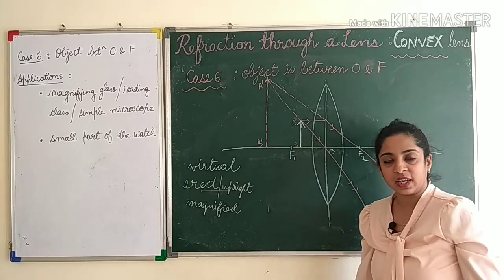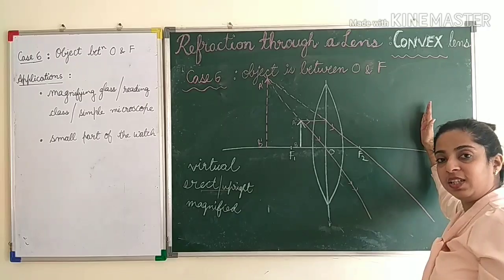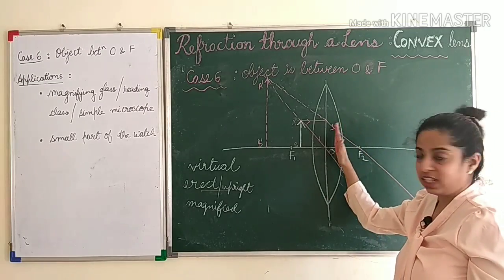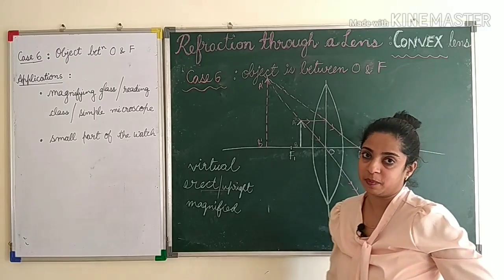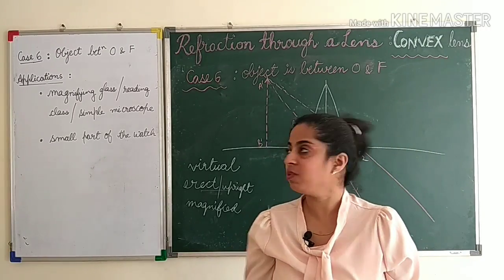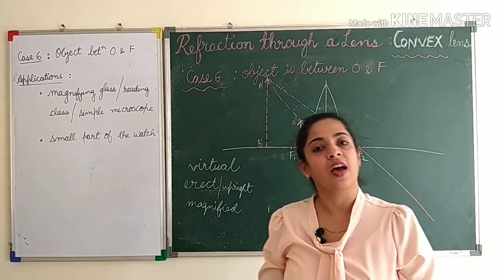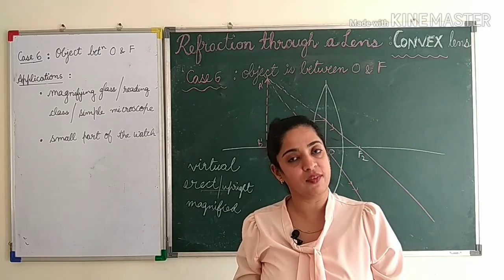In all the earlier cases we had seen object here and image on the other side. This is the only case where the object and image are on the same side of the lens. I hope you have understood formation of all the ray diagrams of convex lens. In our next lecture, we will talk about the ray diagrams in concave lens.